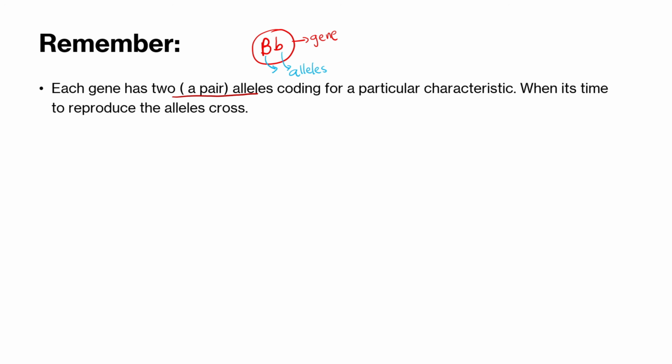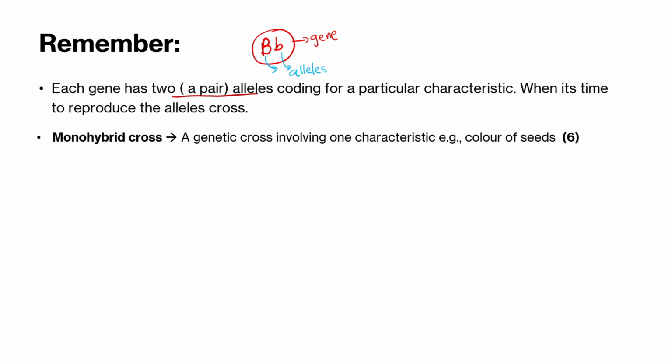So when you say that these two alleles cross, how do they cross? Let us look at the monohybrid cross. The monohybrid cross is just a genetic cross that involves only one characteristic. So when we are doing a monohybrid cross, we'll be looking at only one characteristic, how it is transferred to the offspring and how it is inherited. So basically, we have to go through these phases to make a genetic cross.